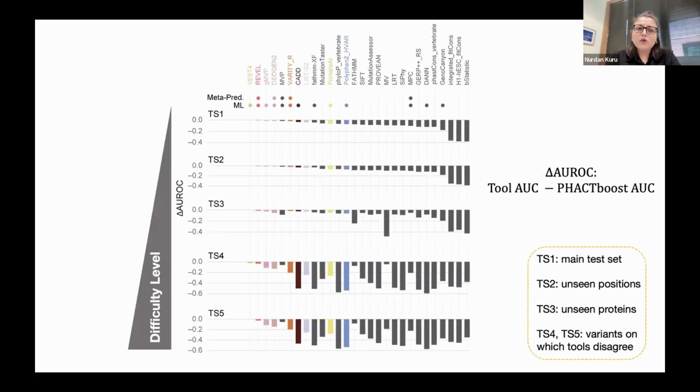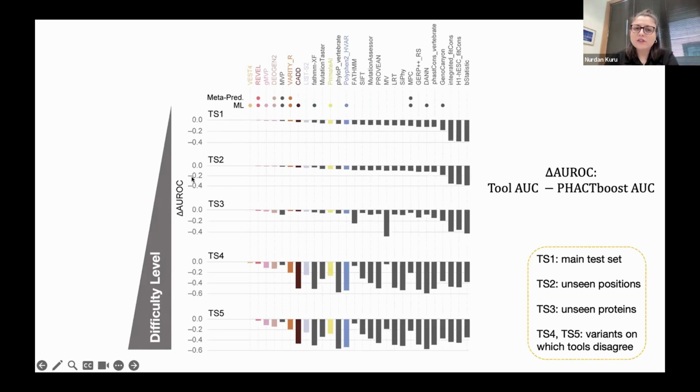And here you are seeing the comparison of FactBoost with existing tools, all 40 tools reported in dbNSFP. I'm just showing some representative ones because some tools have different versions. We just picked the best performing ones. And here I am showing the delta AUROC values, which means the tool AUC minus FactBoost AUC. So if the value is negative, it means FactBoost is outperforming the tool in comparison, which is the case in all comparisons.